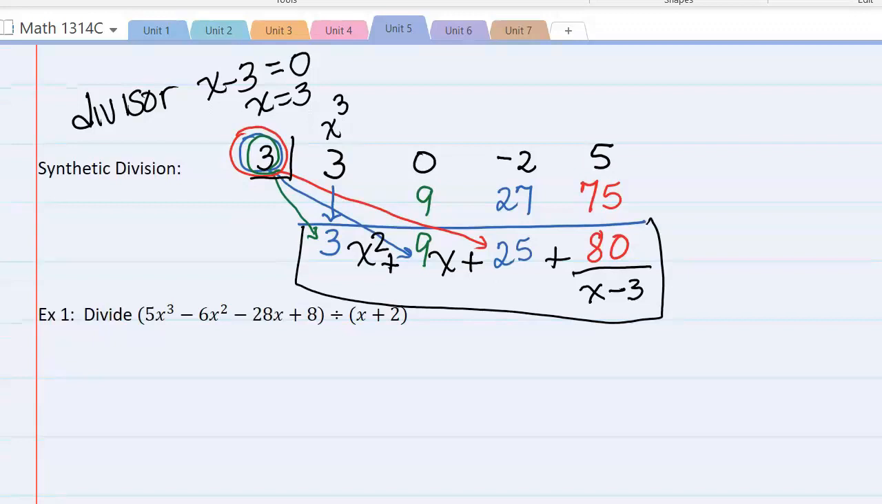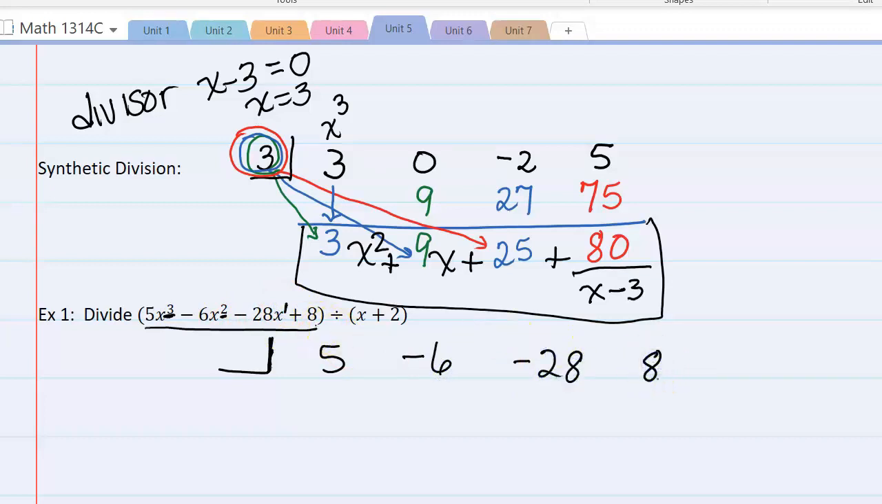I'm going to set it up in black. Notice this is our dividend. We need the coefficients of our dividend. And we're going to put those over here outside this little box. So I need a 5. Remember, that's for the x cubed. I need a number for the x squared. I need a number for the x to the 1. And then I need my constant.